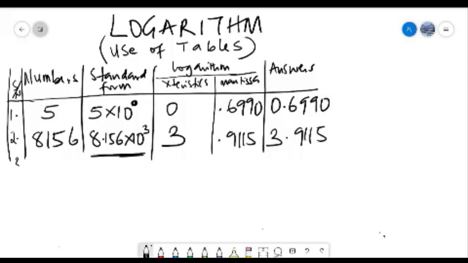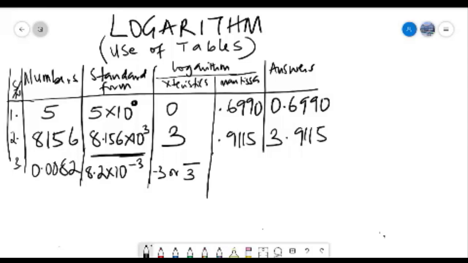Okay, finally, given the number 0.0082, of course the standard form is 8.2 times 10 raised to the power of minus 3. In this case, your characteristic would be minus 3, or of course in logarithm what we use is bar 3. So when you're writing your answer, it will be bar 3 point whatever your log table gives you, 9138.